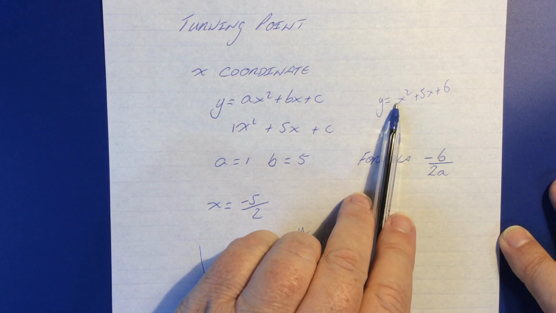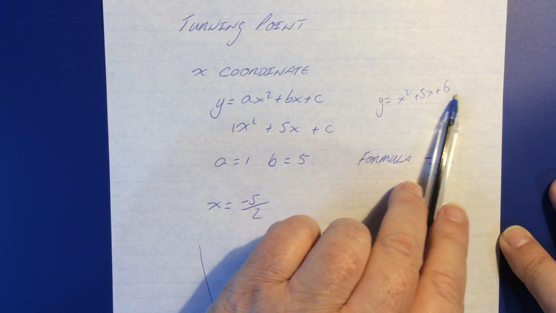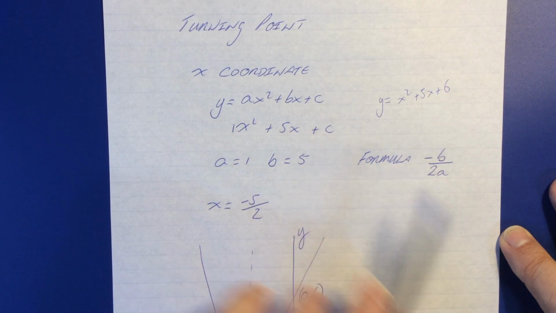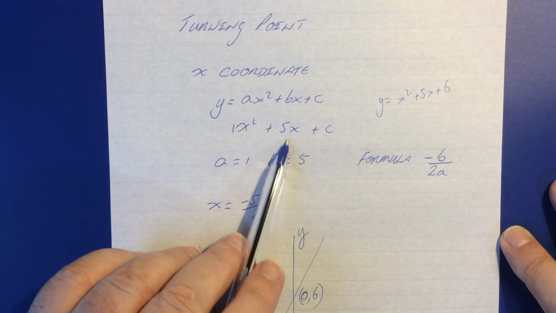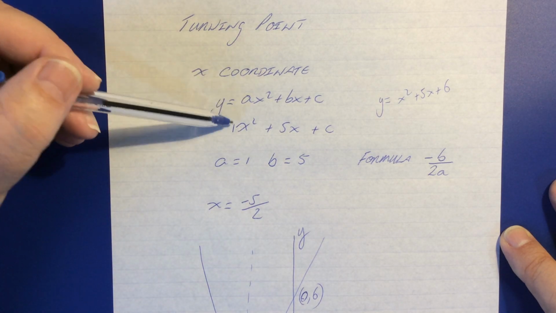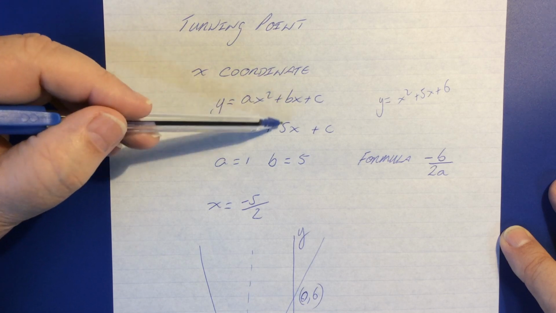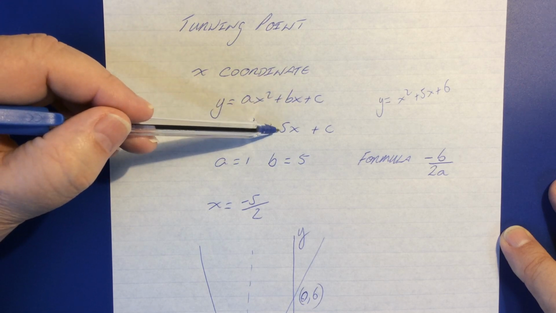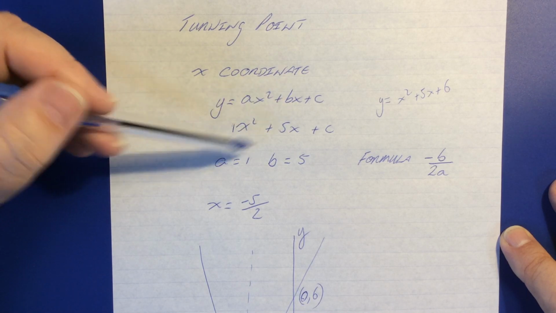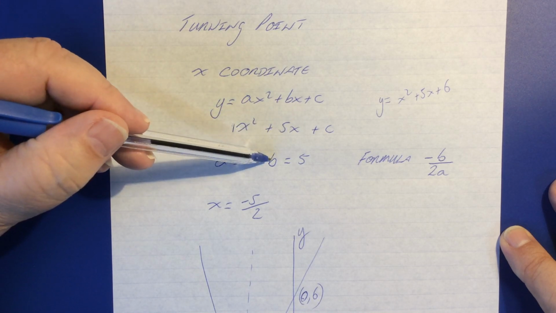y equals 1x squared plus 5x. This is the y-intercept, it's c. We're not interested in that for our purposes here. We're just interested in these two parts of the equation. Now, a is the coefficient of x squared and b is the coefficient of x, which happens to be 5. So a equals 1, b equals 5.